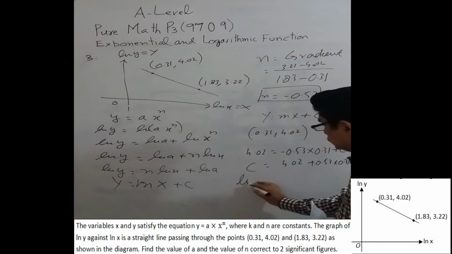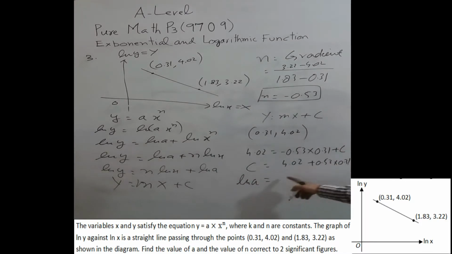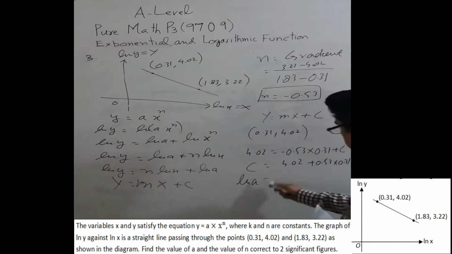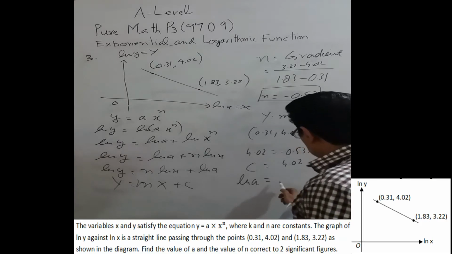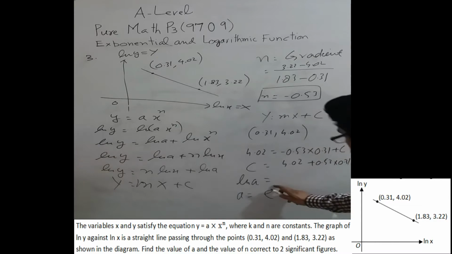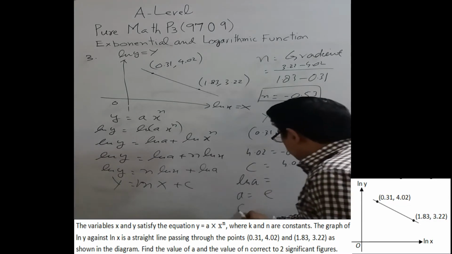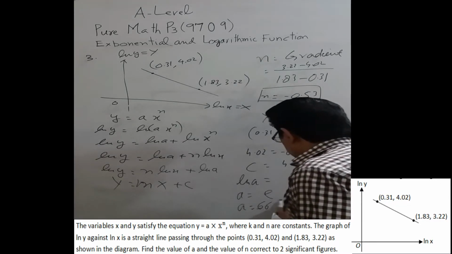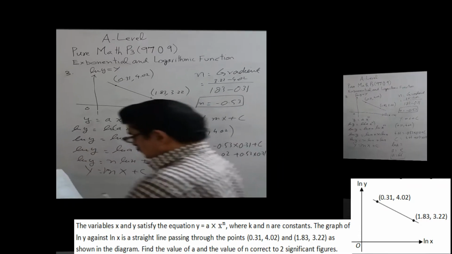But actually what is c? c is basically ln a. You will find this answer, just use the calculator. Now after it the value of a is e raised to the power of this answer, and the final answer you will check is equal to 66. So value of a is 66.